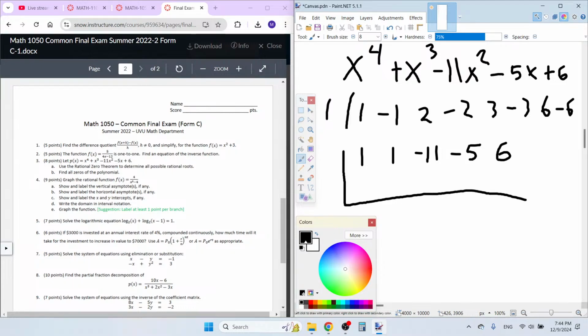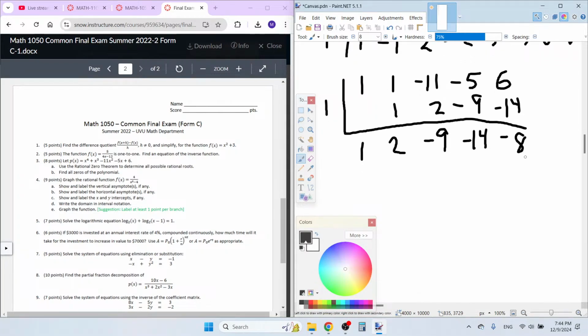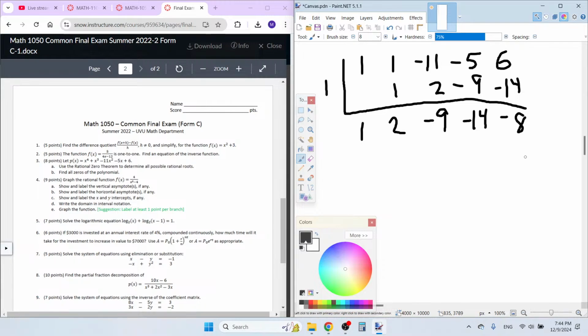Let's try our first possible root. Let's try 1. So we go 1 times 1 is 1, 1 plus 1 is 2, 1 times 2 is 2, 2 minus 11 is -9, times 1 is -9, plus -5 is -14, -14, plus 6 is -8. The last number was not 0, so this was not an actual root, so we keep going with the original numbers.